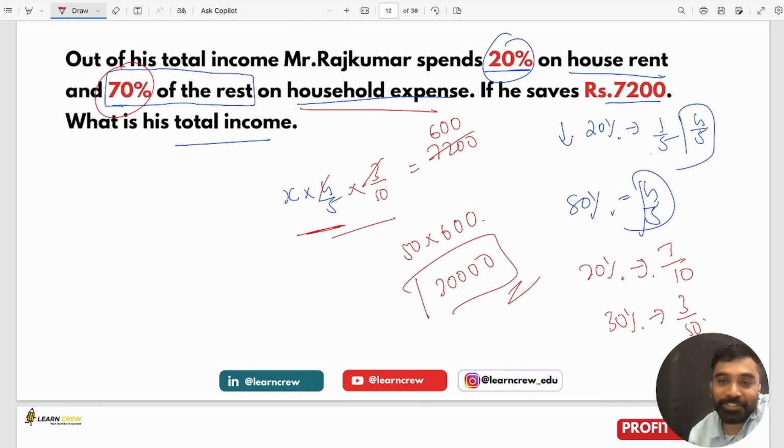Okay. Suppose this concept is crystal clear for you. So with this, we complete your percentages, the different types. Some different types have been solved. Just practice these problems itself and be clear with the concepts. That should be good enough for your examination. Okay. Next one.